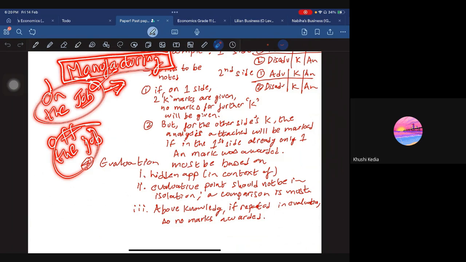That is the case. So, a hidden application you can use and you can give the point, and then the evaluation point should not be in isolation. A comparison is a must, right? This is one thing, hidden application. The other thing is that the evaluation point should not be in isolation. A comparison is a must. So you give a comparison.